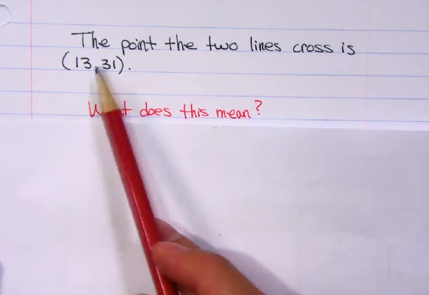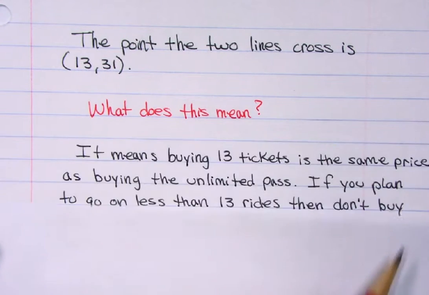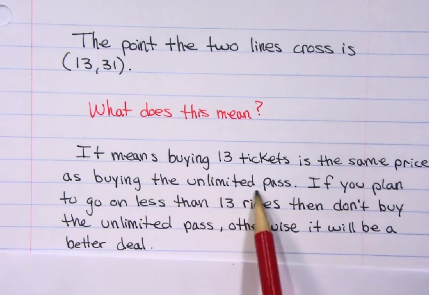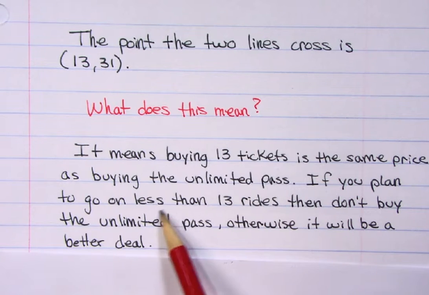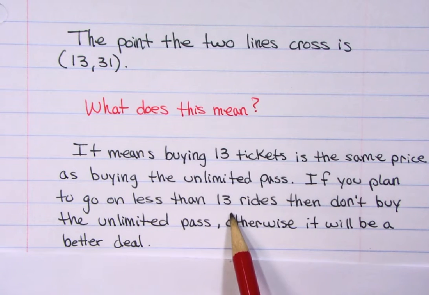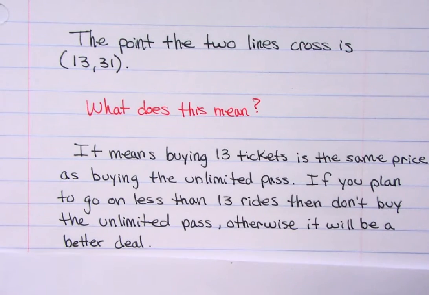The 2 lines cross at 13, 31. What does this mean? Well, it means that buying 13 tickets is the same price as the unlimited pass. So if you plan on going less than 13 rides, then don't buy the unlimited pass. It's best if you're going to go less than 13 rides, you're like, nah, I'll just do the $5 to get in and $2 a ticket. But if you're like, man, I like these rides, I'm going to go on a lot of rides. If you're going to go on more than 13, then go with option number 2 is the answer.